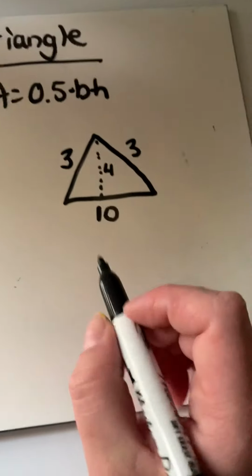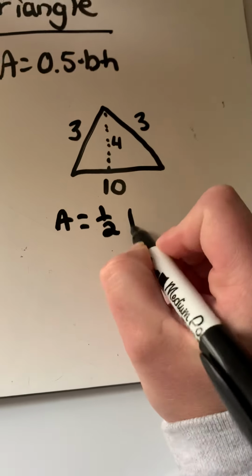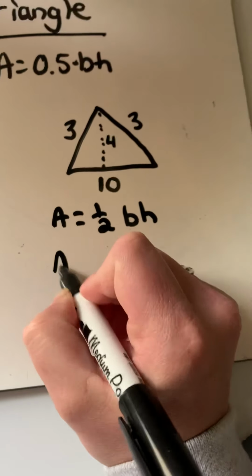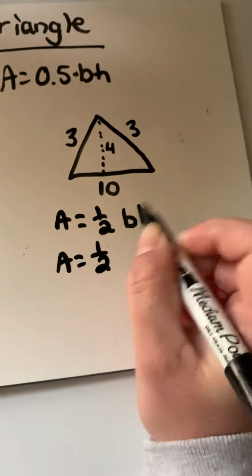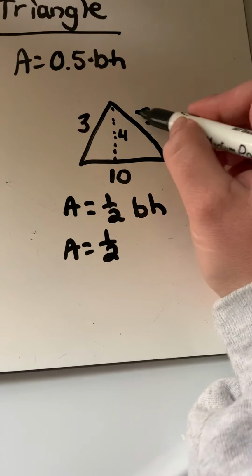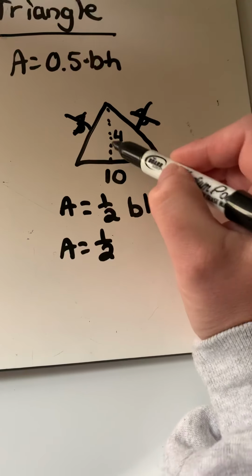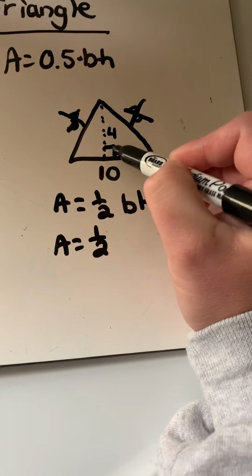So let's look at this triangle. Once again, I'm going to start with my formula. Area equals half times base times height. Now be careful with this. These slants here are not the height, so I'm going to cross them out. My height forms a right angle with the base.